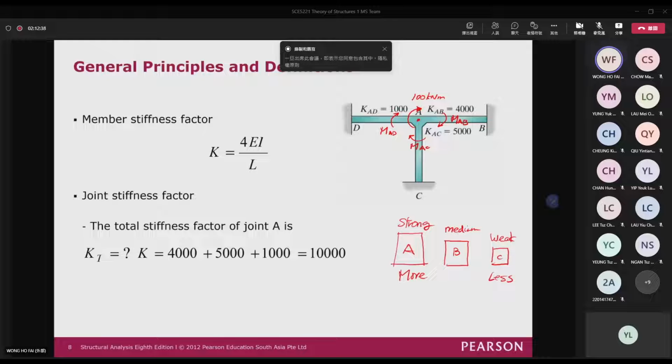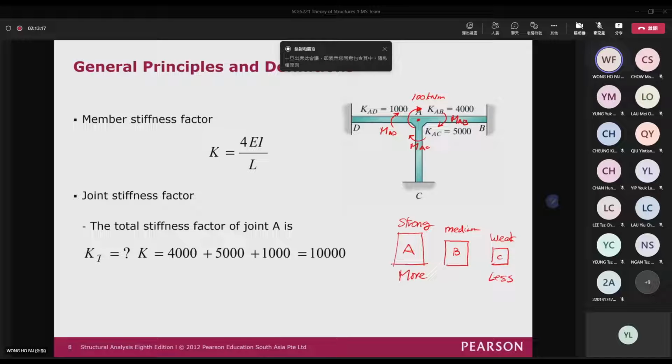So it is very normal to think that actually the same approach is applied to our structures. Because the 3 members are connected in the same joint, the strong member will take most of the moment, while the weaker member will take less moment. So how to define the strength, or the stiffness as we call it, of the member, so that you will know which one takes more moment? We will use the so-called stiffness factor.